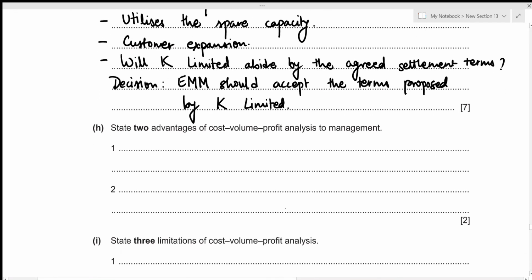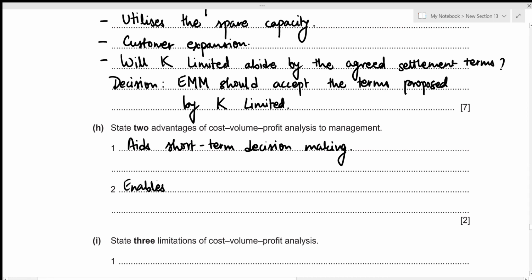We need to state 2 advantages of cost volume profit analysis to management. So the first advantage is that it obviously aids short-term decision making, right? Let's write it down. Aids short-term decision making. Then second one is that, as the name suggests, it's cost volume profit analysis. So obviously it enables the setting of the most profitable combination of the selling price, cost, and volume. Let's write it down.